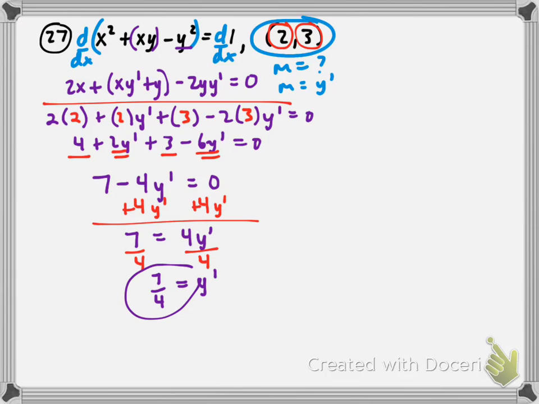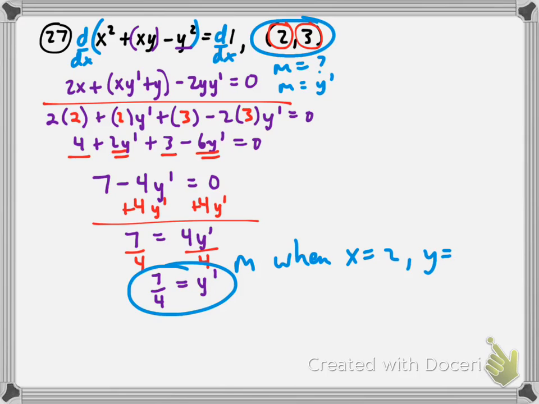Okay, so that was a nice circle. So this guy right here is our slope at the precise moment when x is 2 and y is 3. So we get a specific number when we replace x and y with what they are equal to. Okay, let's see here. So then what we end up with, we have the slope is 7 over 4. We have the point is 2, 3.